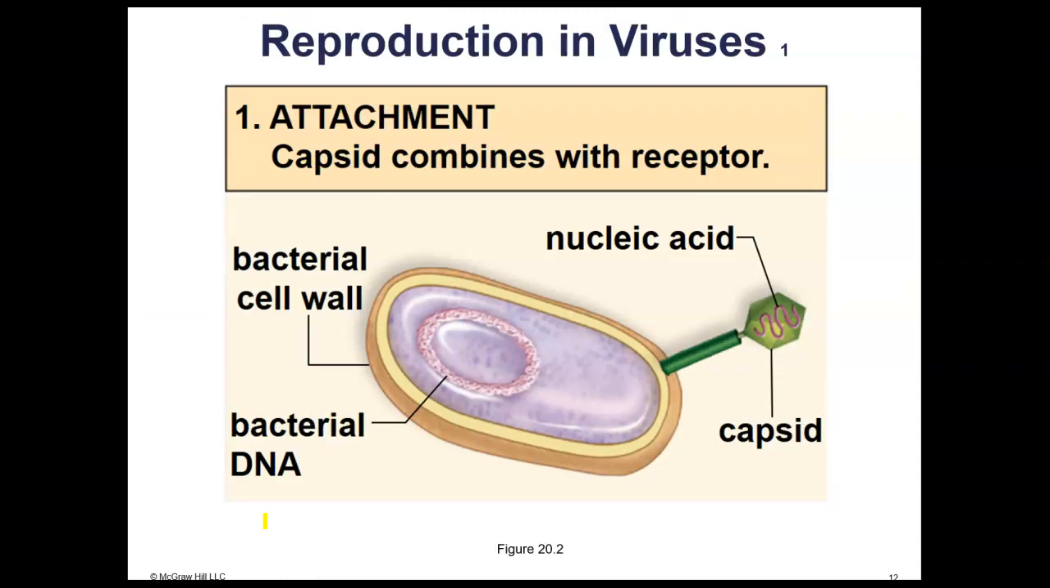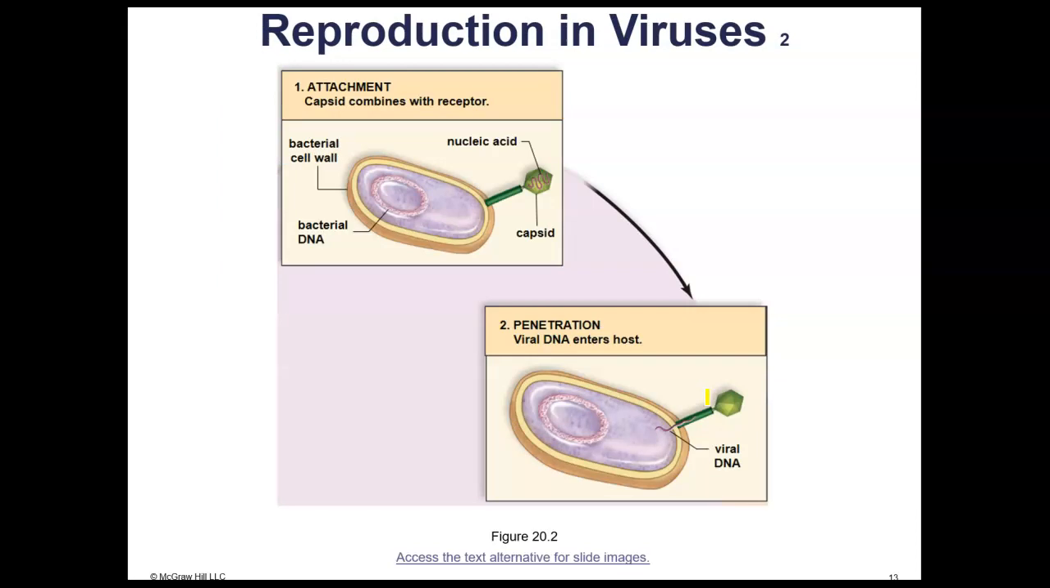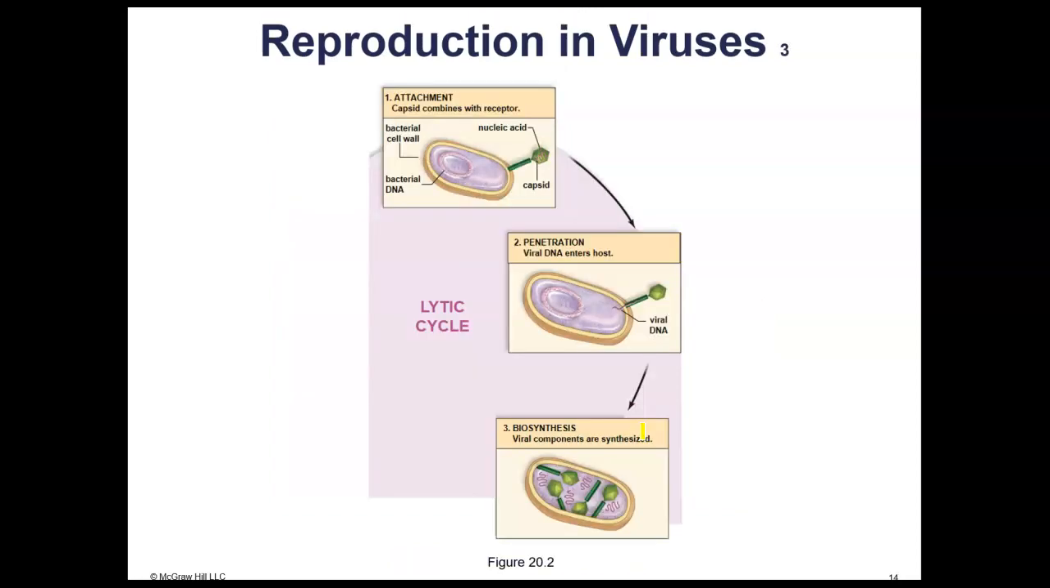Now, as far as the steps of viral reproduction, this is a large blown up picture where you can see the virus is the green structure, and you can see the attachment part where it has attached itself to the host cell, in this case a bacterium. So the structures in the virus have attached to receptors on the host cell. And then the penetration step, in this case, the virus injects its DNA into the host cell.